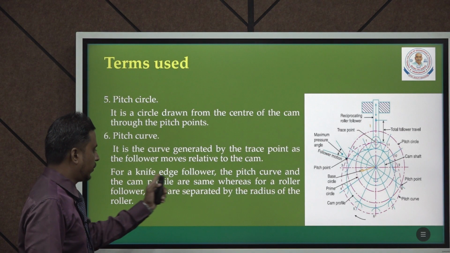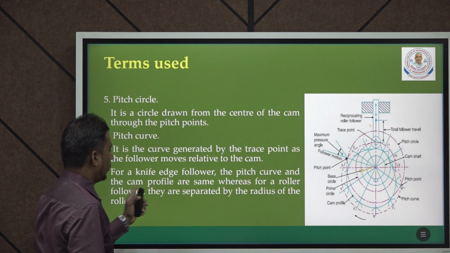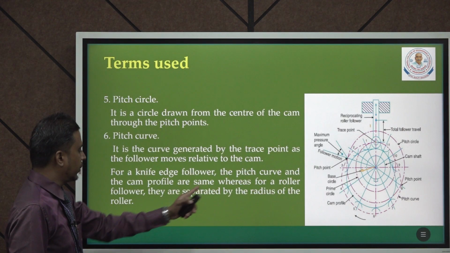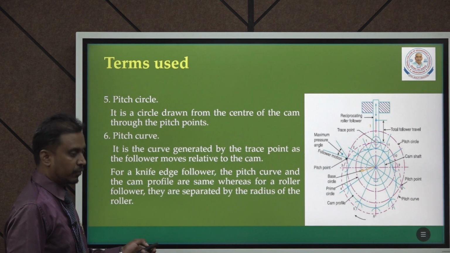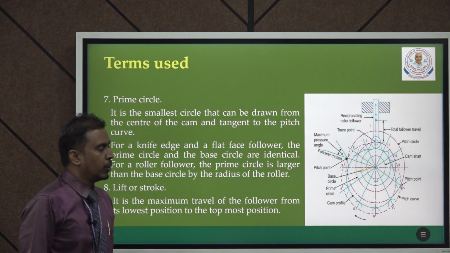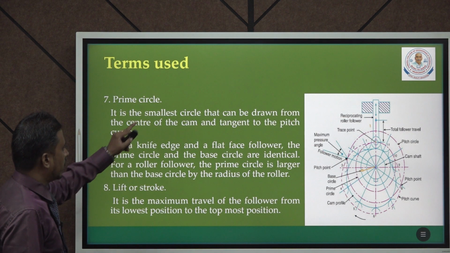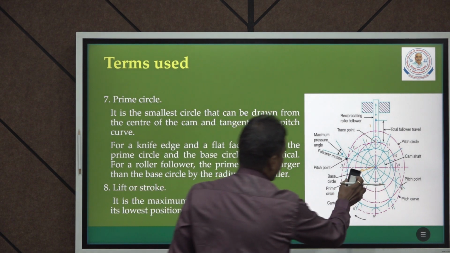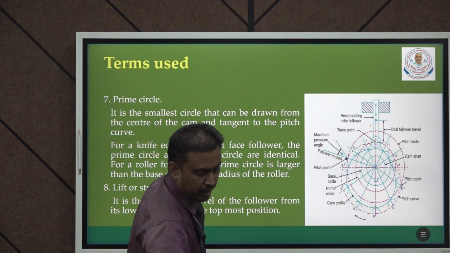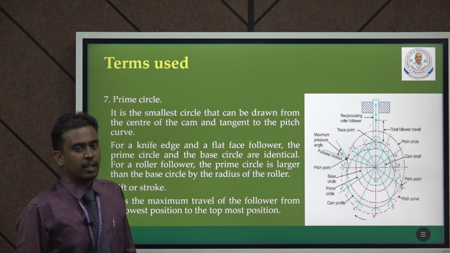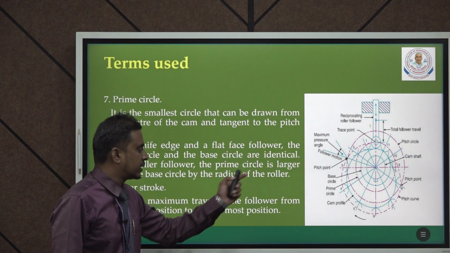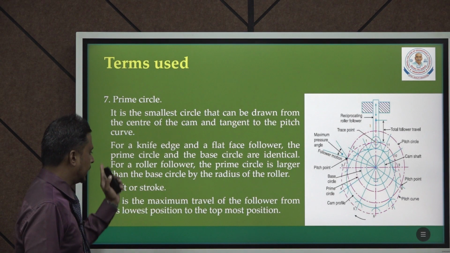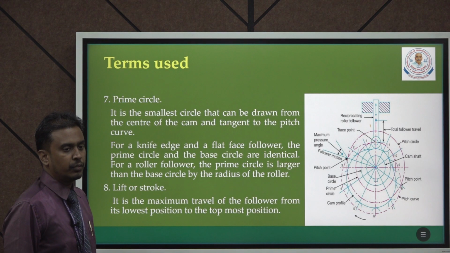For example, in case of a knife edge follower, the pitch curve and the cam profile are the same, but in case of the roller follower, they are separated by the distance of the roller, that is nothing but the radius of the roller. The next one is prime circle. Prime circle is nothing but the smallest circle that can be drawn from the center of the cam and tangent to the pitch curve. For example, for a knife edge and a flat face follower, the prime circle and the base circle are the same, but in case of a roller follower, the prime circle is larger than the base circle, separated by the distance of the roller.